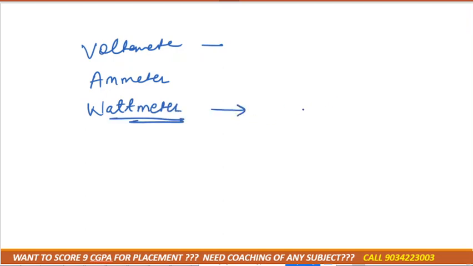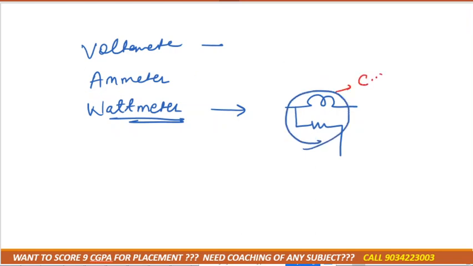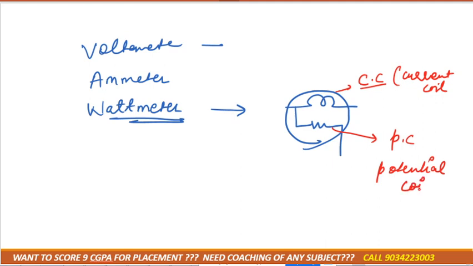So we have the symbol of the wattmeter. We have two coils. One is the inductive coil, another one is the resistive coil. The first coil is called technically CC. CC means the current coil. And this resistance we will call PC. PC means the potential coil. So this is the symbol of the wattmeter which you need to remember.